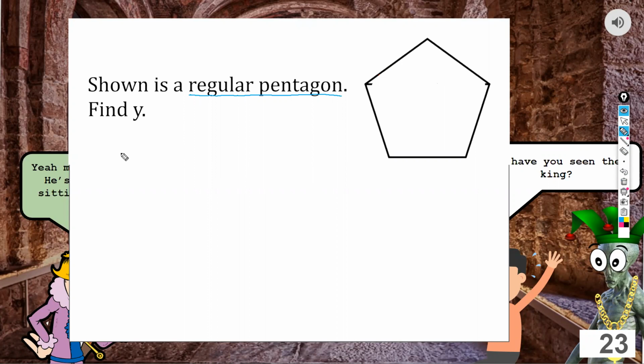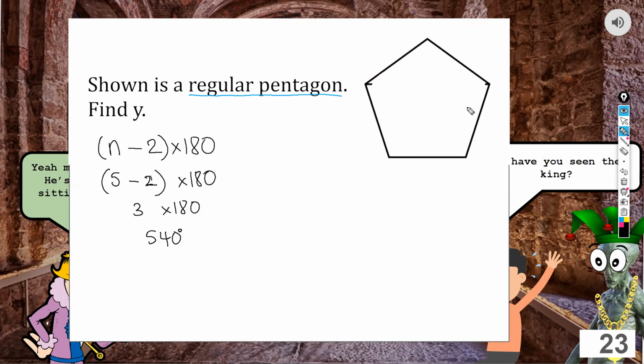Well, to find the total amount of angles in a pentagon, I think you all remember this. It would be n minus 2 multiplied by 180. That will give you the total of all the angles. This being a pentagon, it's 5 minus 2, and we're going to multiply it by 180. So it's 3 multiplied by 180, and we know this is 540 degrees. So the total amount of degrees inside the shape is 540.